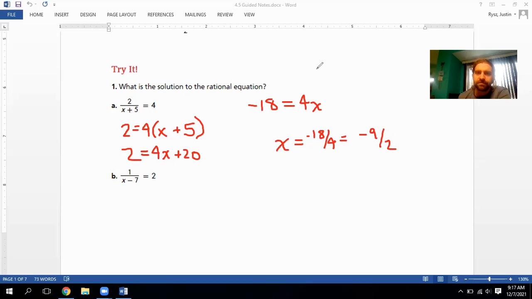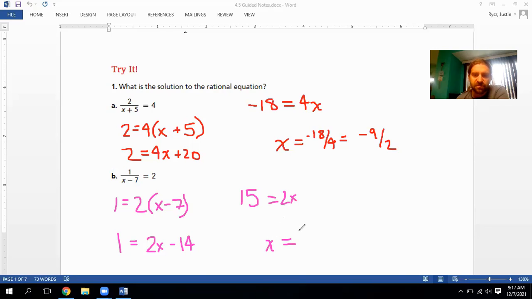Okay, hopefully you got it right. All right, check the other one out here. If you want to pause the video, try it on your own. Okay, so we're going to leave the 1 alone. We're going to have to multiply the other side by the x minus 7. So we get 1 equals 2 times x is 2x. 2 times -7 is -14. We're going to add the 14 over to the other side. So we get 15 equals 2x. And then we divide by 2, and that doesn't reduce. It's just 15 over 2.